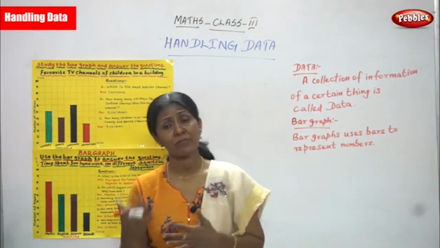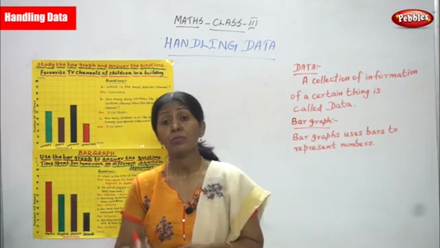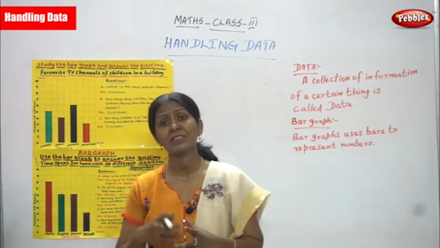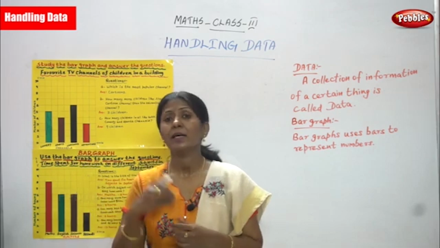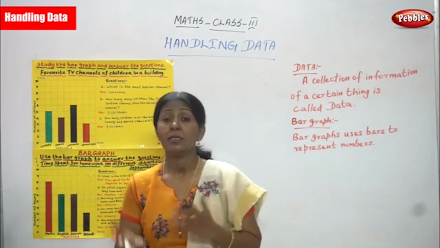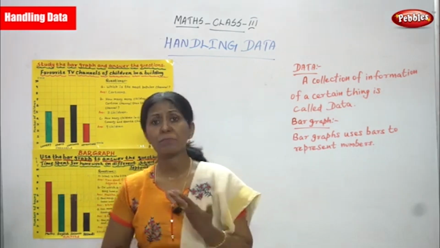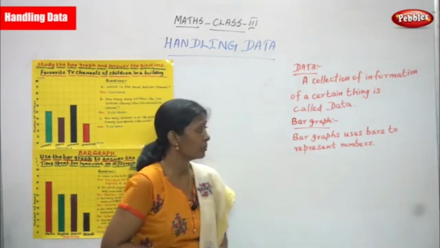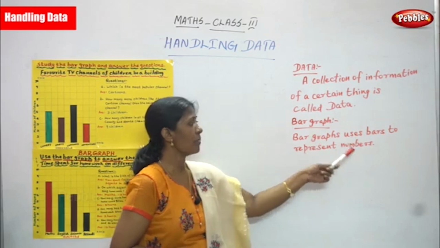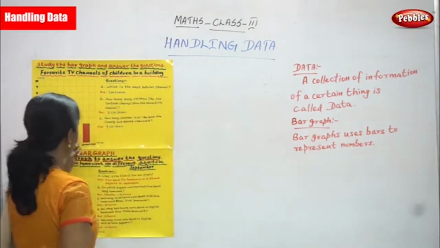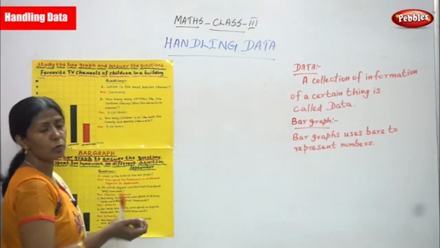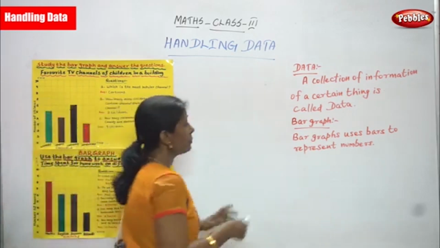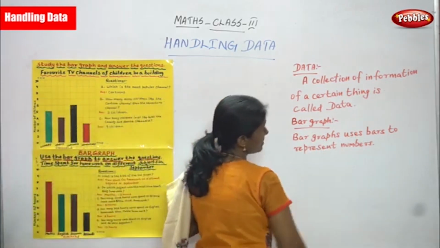A collection of information is called data, as I have told you. So, all the information represented by picture and symbol is called a pictorial representation. This pictorial representation is called a pictograph. The next one is the bar graph. A bar graph uses bars to represent numbers. This is called a bar. This is a vertical bar. You can do horizontal bars also. A bar graph uses bars to represent numbers.